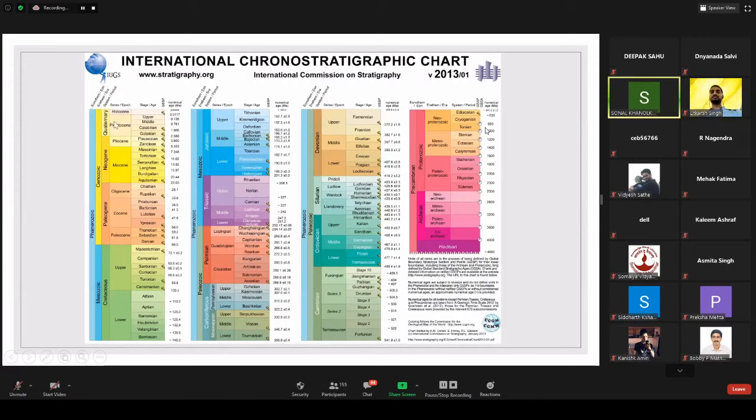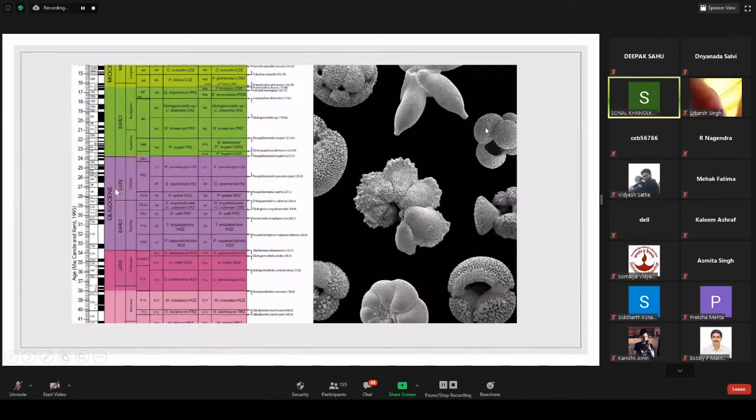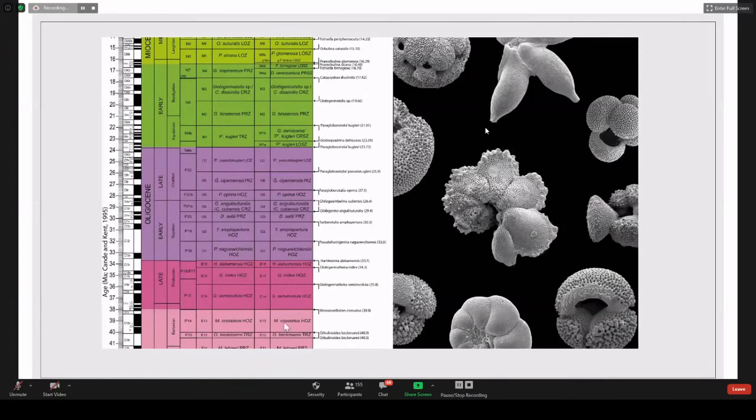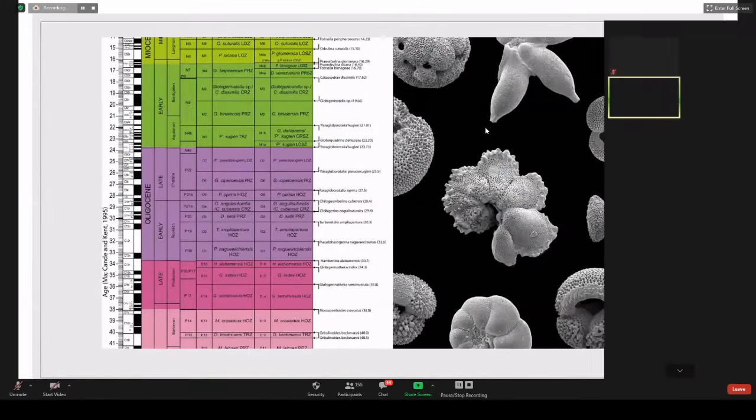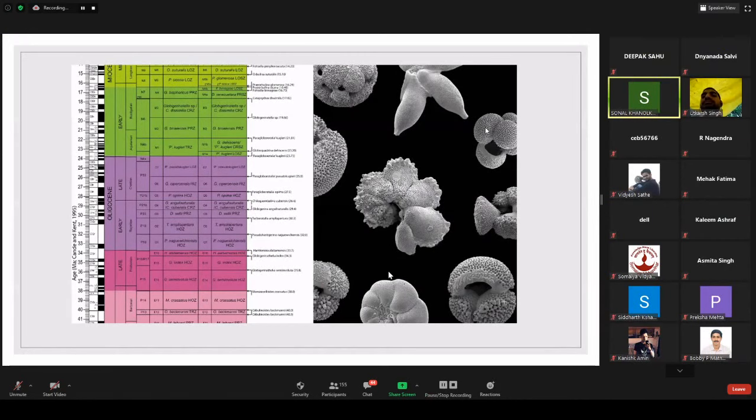So then we subdivide each of these eras, periods, epochs into further stages, and it gets even more detailed at a higher resolution when you look at, for example, these planktic forams, which are found in the ocean. Their first appearance and last appearance, and of these individual species, help in dividing the time scale into different zones.